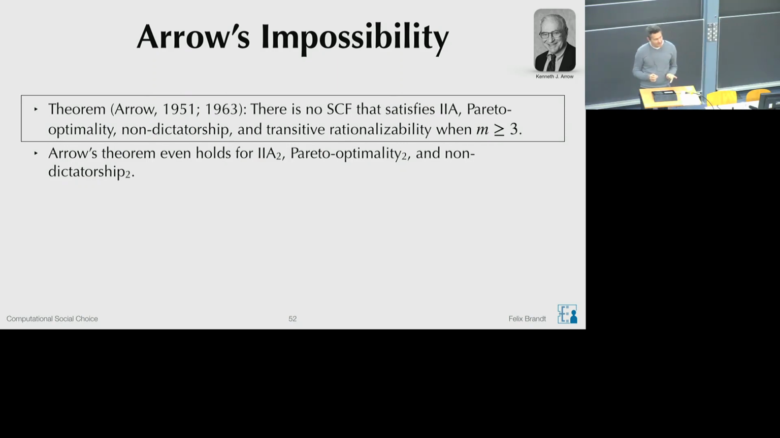I showed you the statement last time at the end of the lecture. So there's no social choice function that satisfies IIA, Pareto optimality, non-dictatorship, and transitive rationalizability whenever there are at least three alternatives. So when there are only two alternatives, things are fine.